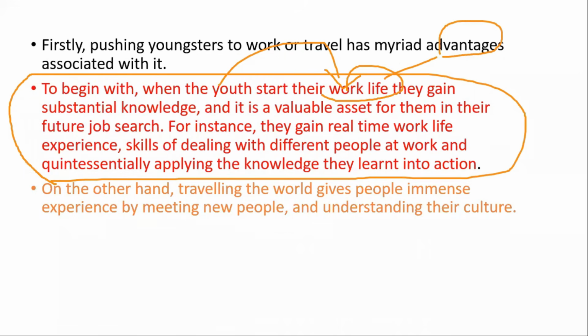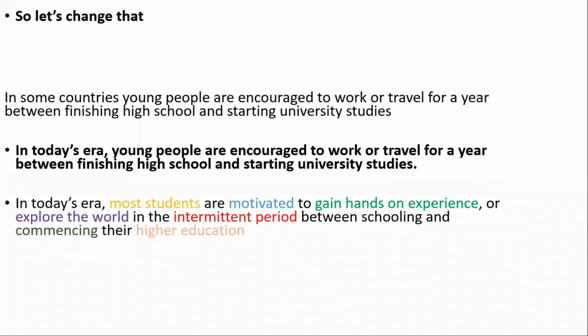If you properly look at the question, in some countries, young people are encouraged to work or travel for a year. Work or travel, there are two things, and you need to write separate advantages: what's going to happen when they work and what's going to happen when they travel. Two separate advantages are required. Only writing about work advantages and completely overlooking travel advantages will get the task response 5 out of 9.